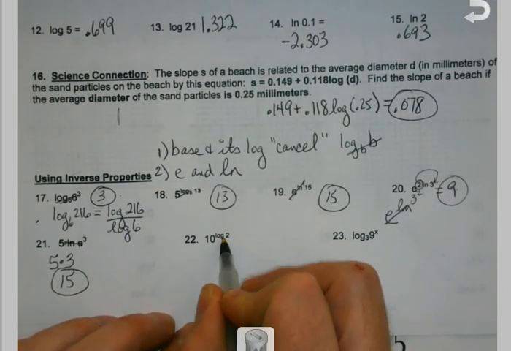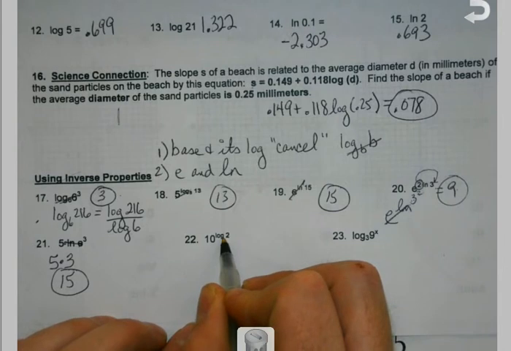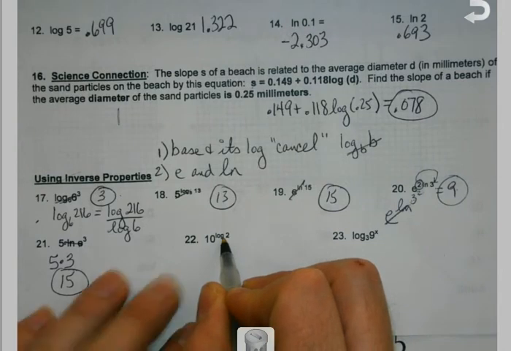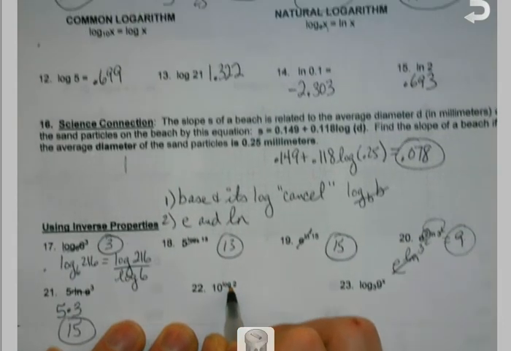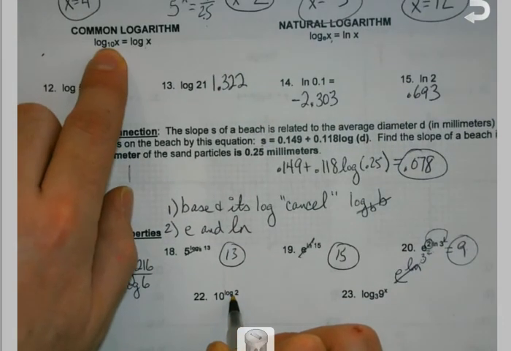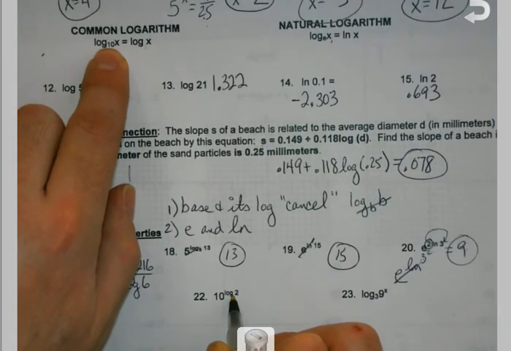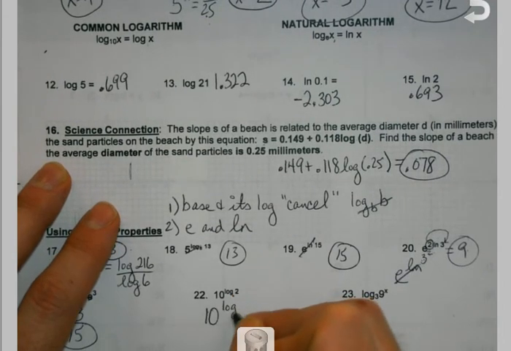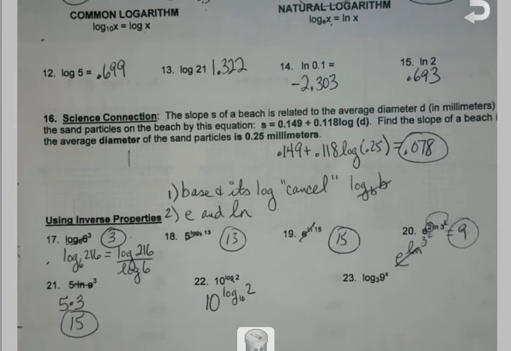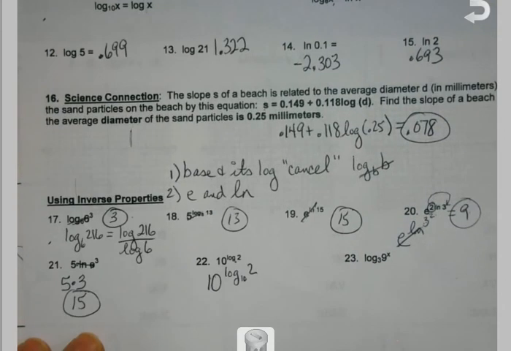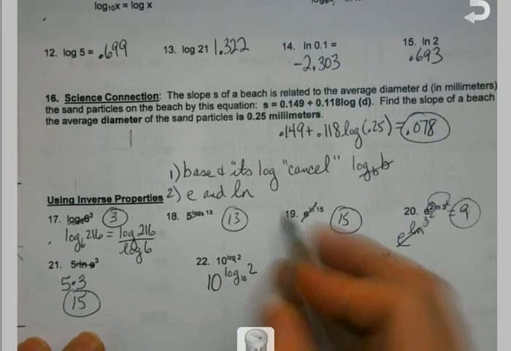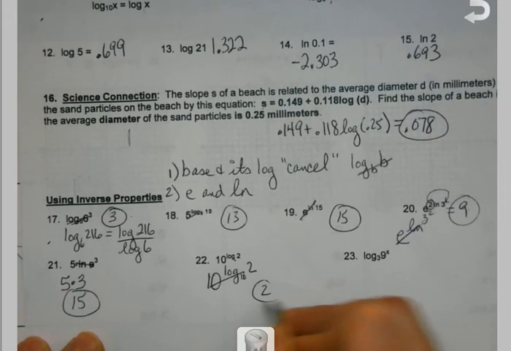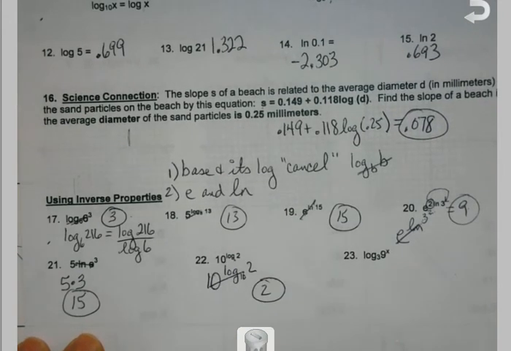Here, what's the little number here again? What's my base when I don't see one for a log? Okay, 10 is. So this is really 10 to the log base 10 of 2. Oh, a number and its log cancel. And I get my answer.